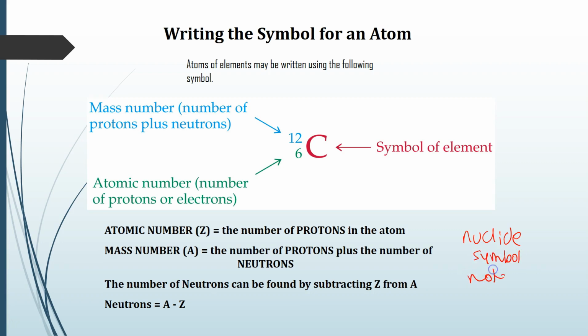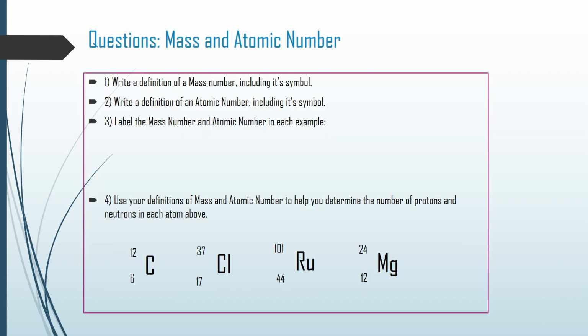Okay, so if we talk about a nuclide symbol or an atomic symbol, we're talking about the symbol that shows both its atomic number and its mass number. So here we go, a couple of questions that we'll go through quickly, and then we will wrap this video up. So have a go at writing these in your notes. So the definition of mass number, the definition of atomic number, and then the mass number and atomic number in each of the examples that you've used.